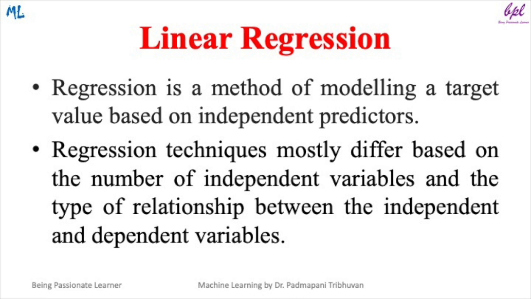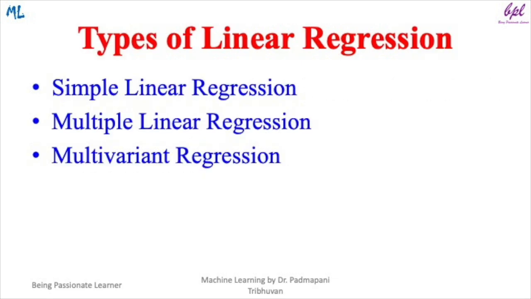Regression is a method of modeling a target value based on independent predictors. Regression techniques mostly differ based on the number of independent variables and the type of relationship between independent and dependent variables. Linear regression can be classified into three different categories based on the number of dependent variables and independent variables.